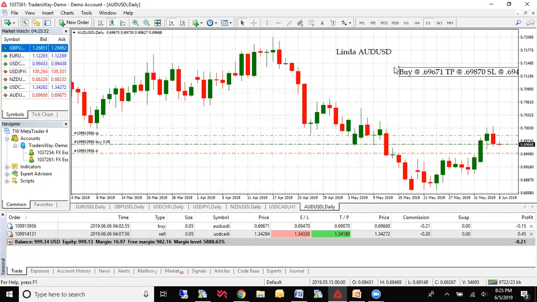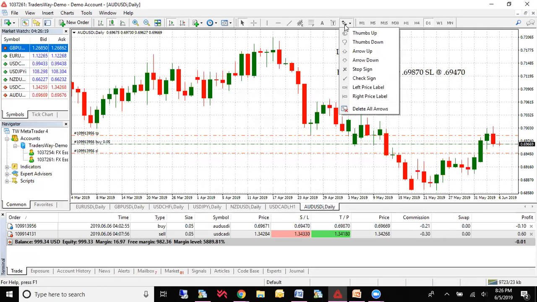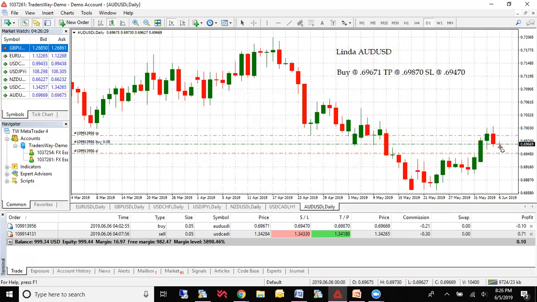Your trade details need to be on each and every screenshot that you submit with an executed trade. Your 3 trade lines need to be on each and every screenshot that you submit. Your name needs to be on each and every screenshot that you submit. You also have to have your arrow on every screenshot that you submit. Since I executed this trade a little while ago, I can't remember which candlestick I actually entered on. Oh, it's a daily chart, so that means I entered on the current candlestick.